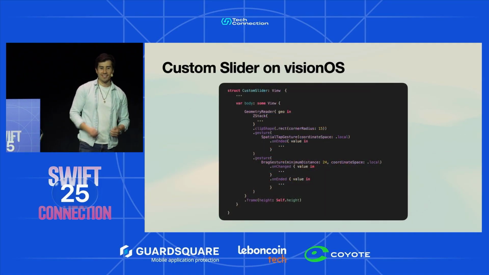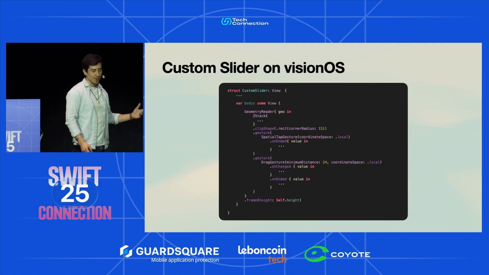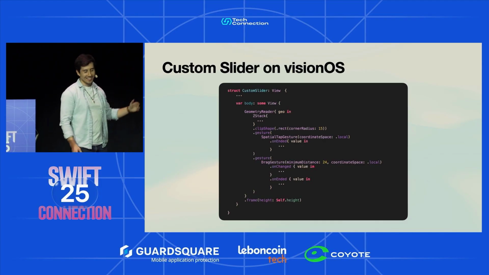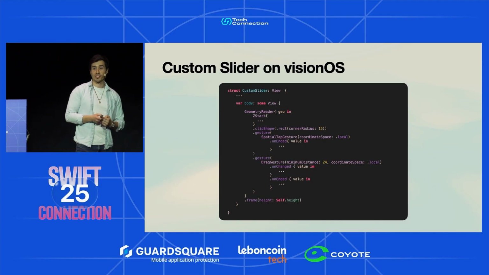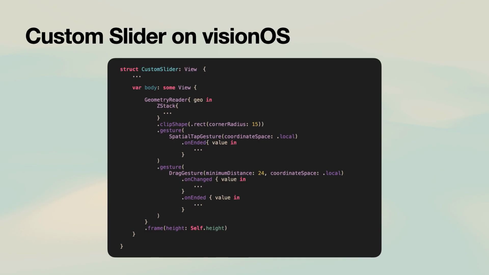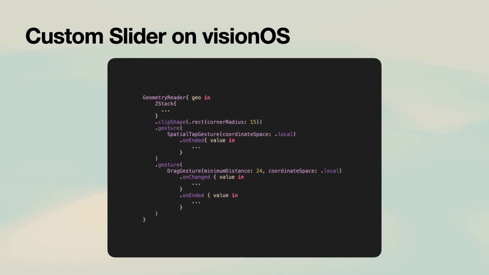So I know that we're at a dev conference, so you wanted to see some code. Here, I have a custom slider, which is basically a geometry reader with a ZStack and some rectangles and icons on top of it, plus some gestures to control it.